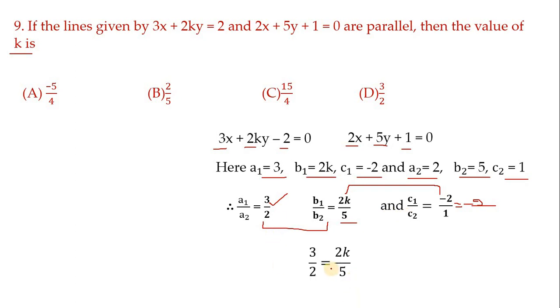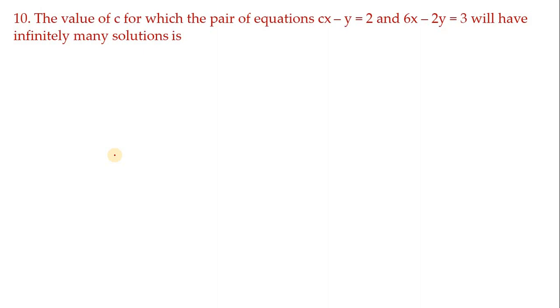Okay, now do the cross multiplication, children. 2 into 2k, we get 4k, and 3 into 5 is 15. Now 4 you transfer to this side, we get it in the denominator. So 15 by 4 is the correct one. So the right answer is option C. Move on to the next one, children.